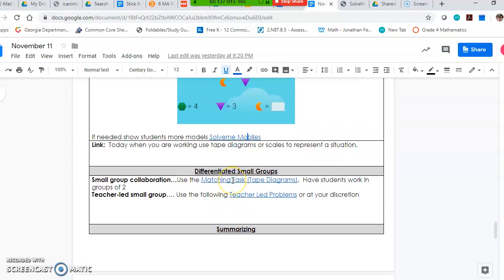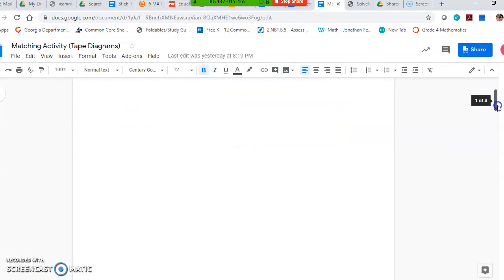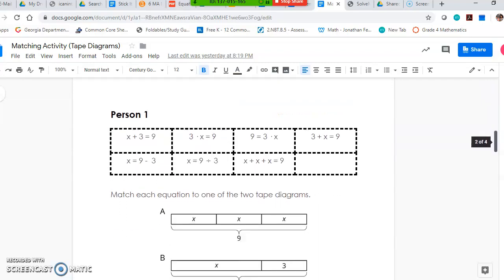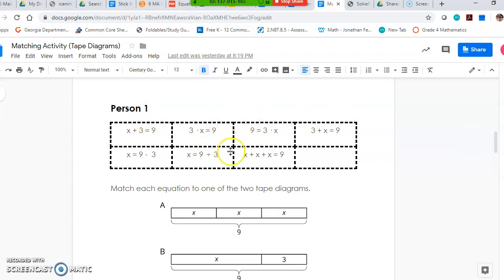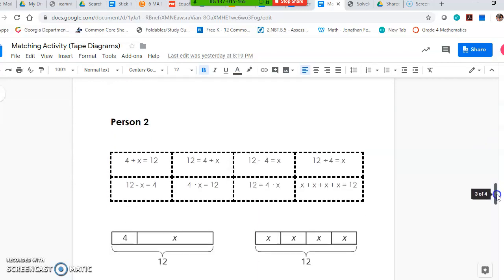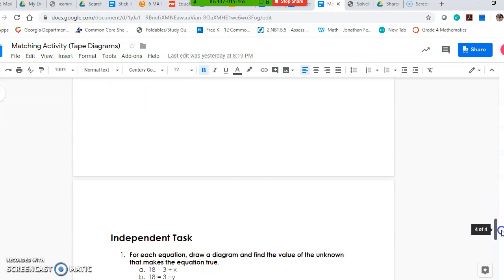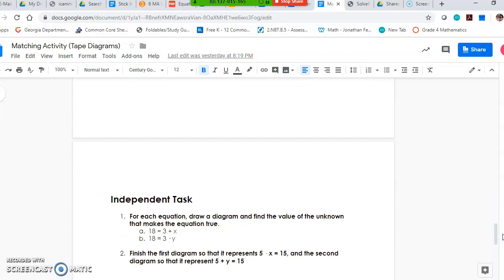That was the we do or the you do type of thing, and then the small group collaboration. We have a matching task, which is tape diagram. Just like you did for your mini lesson, they have an equation and they're going to match it to the tape diagram. Person one is going to match these to the tape diagram, and person two has these and they're going to match theirs to the tape diagram. Then they're going to switch and check each other's work or check their sorting. If they have any changes, they need to explain their reasoning on why they changed it.